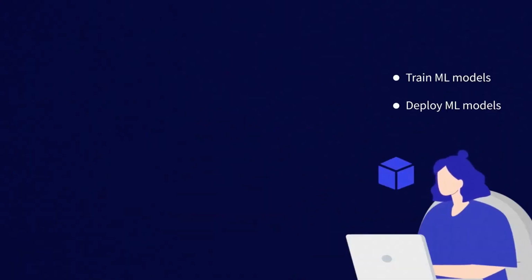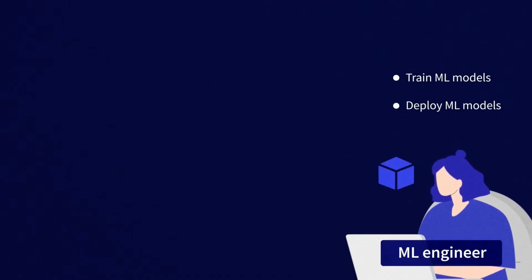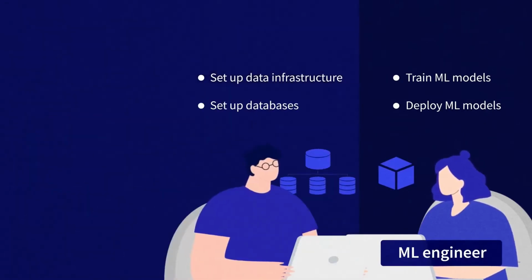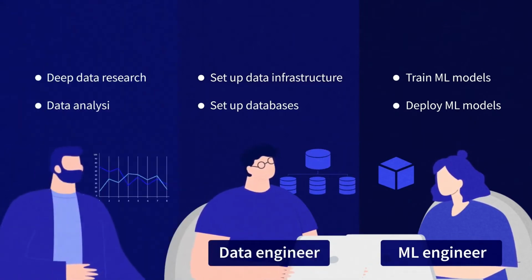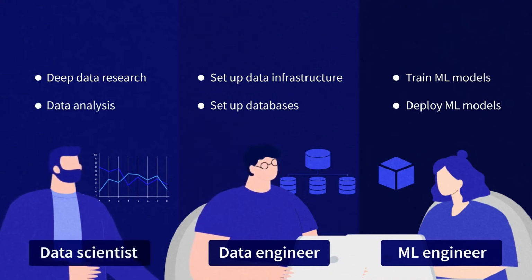And there you have it. If you're aiming at running machine learning models in production, you're looking for an ML engineer. To set up data infrastructure and databases, you'd look for a data engineer. And if you need deep data research and analysis without necessarily running machine learning, you should consider data scientists. Of course, it's hard to draw clear lines to separate these three roles, but this distinction should make things a bit easier for you.